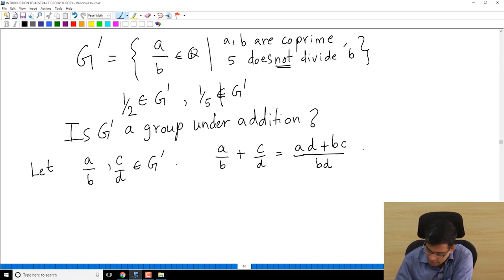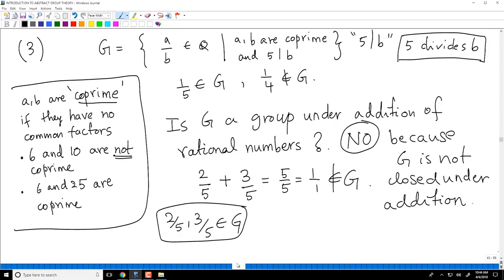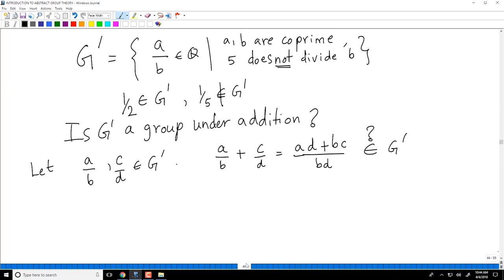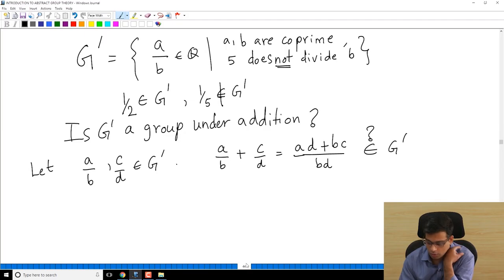Now, the question is: is this in G prime? We have started with two elements of G prime. We have taken their sum and are asking whether the sum is in G prime. In the previous example, the sum is not in G. Sum of two things in G is not in G. In this case, is it true? Now, the point is, first of all, this may not be in reduced form.